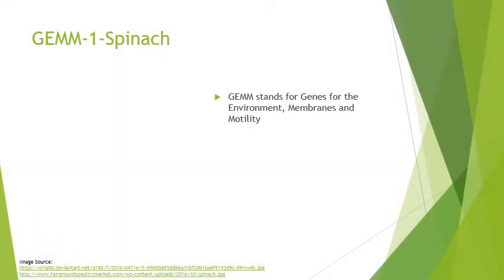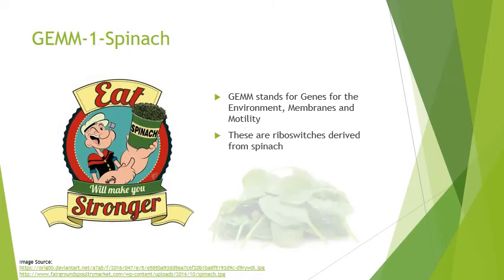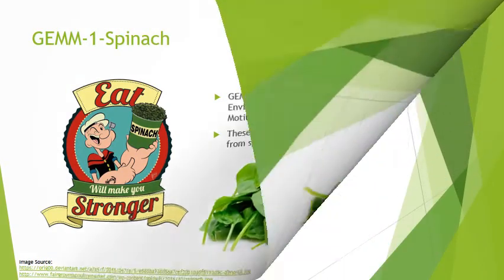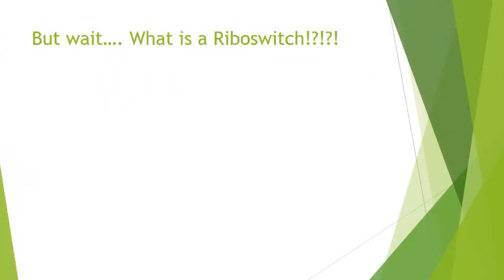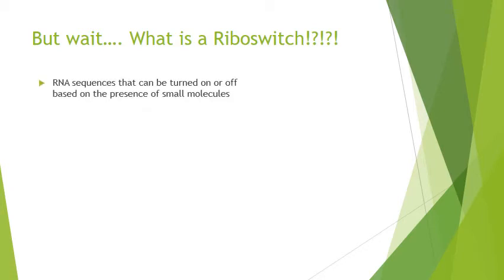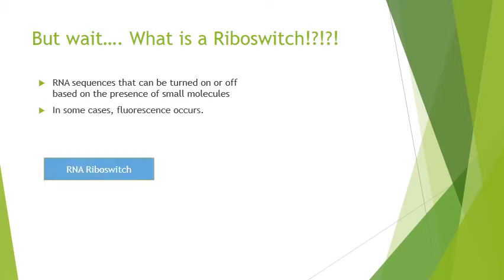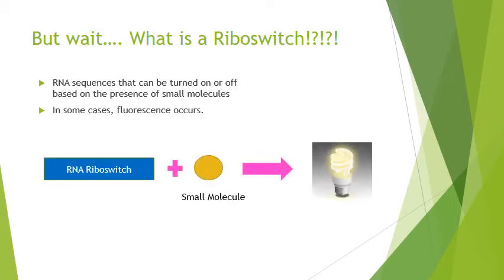The GEMM I spinach. GEMM stands for Genes for the Environment, Membranes, and Motility. These are riboswitches derived from spinach, and this is Popeye and spinach. But wait, what is a riboswitch? RNA sequences that can be turned on or off based on the presence of small molecules. In some cases, fluorescence occurs. And this is fluorescence.